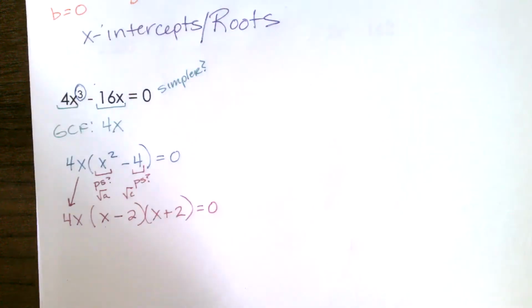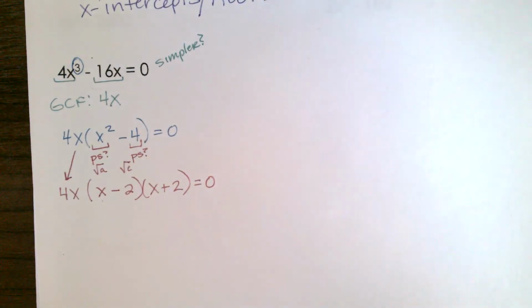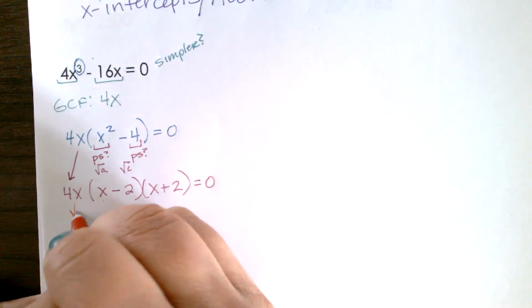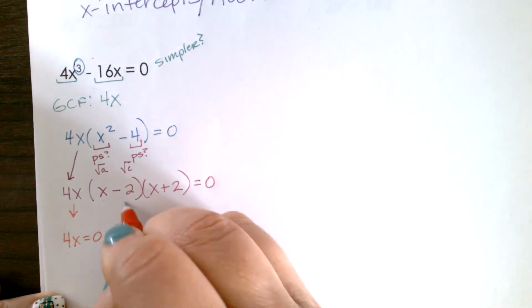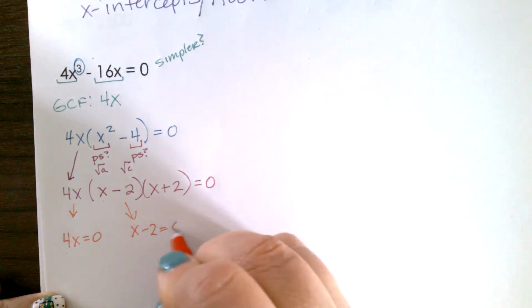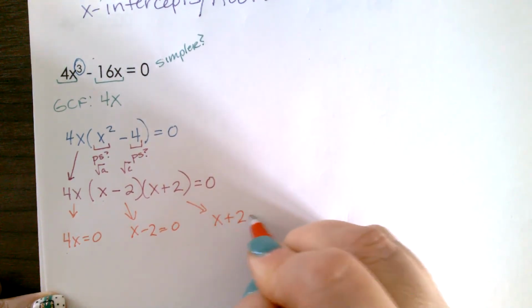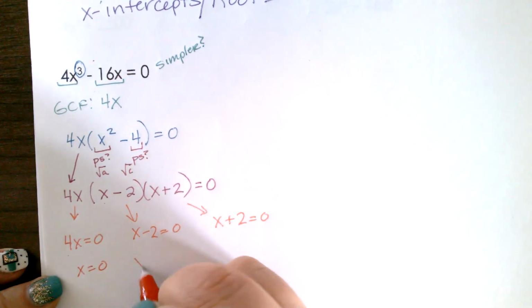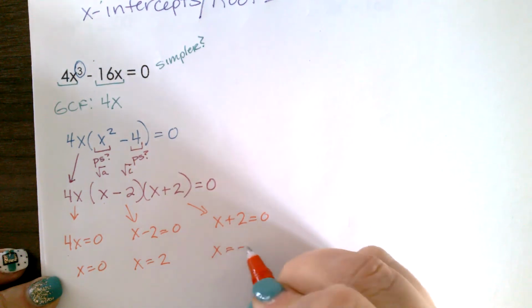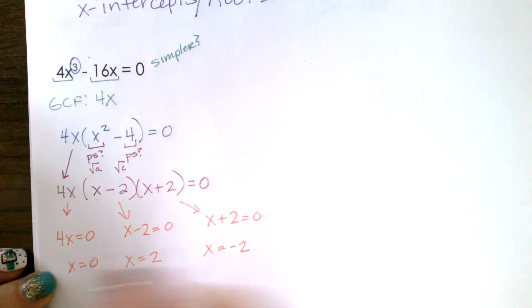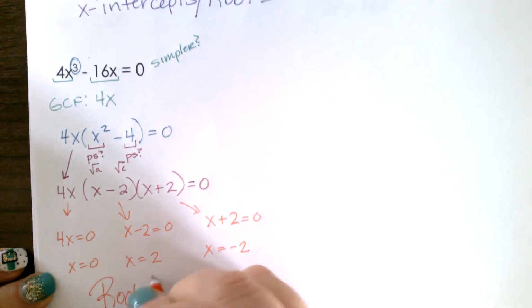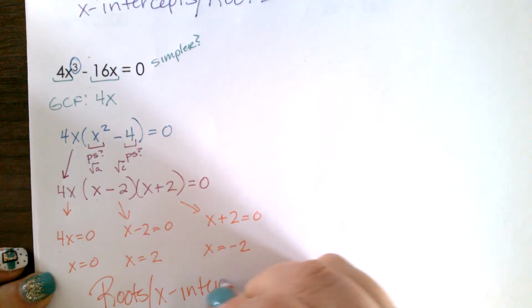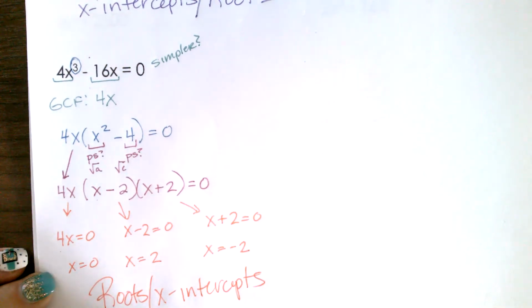I am going to get 3 answers because the degree is 3. I will set each one equal to 0. So I have x can be 0, x will be 2, x will be negative 2. Those are my roots, x-intercepts. And I'm not surprised by 3 of them again because of that exponent.